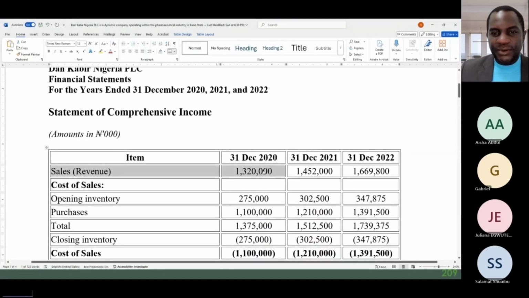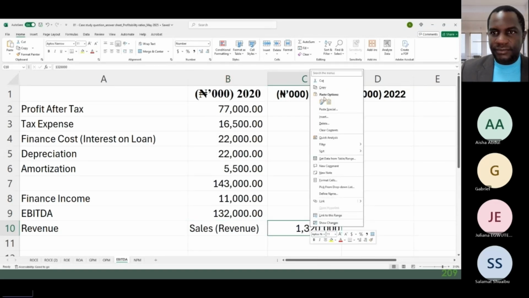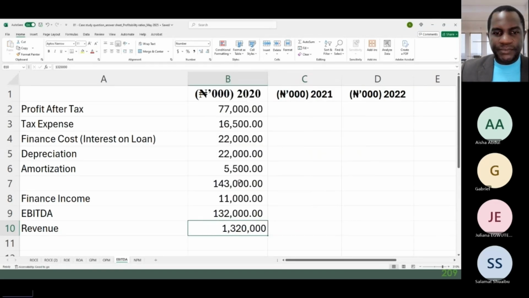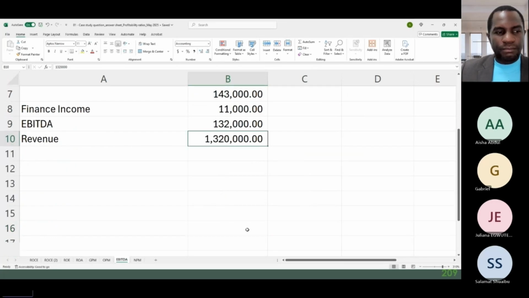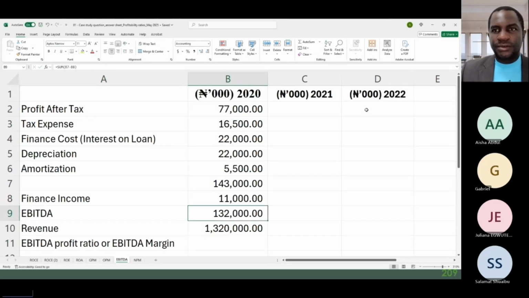So revenue is 132. Oh, okay, I already have the figure here, so let me just post it here. Okay, so 132 billion. So what is our EBITDA profit ratio, or it's called EBITDA profit, or EBITDA margin? Any of these two you call it is correct. So I think it's 10%, 10% for both, for all three years.